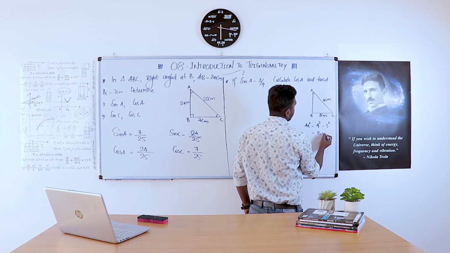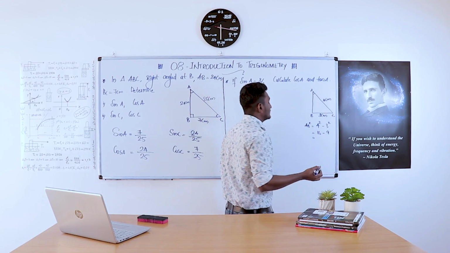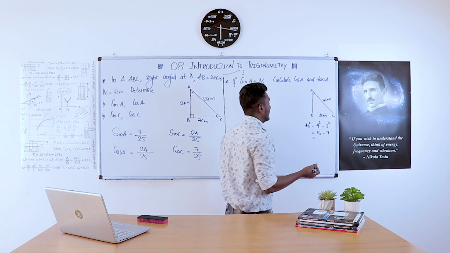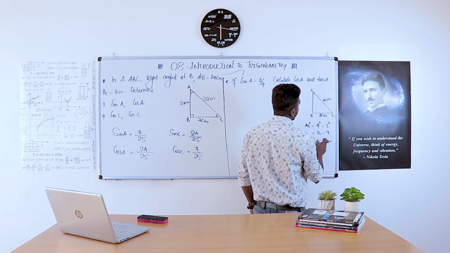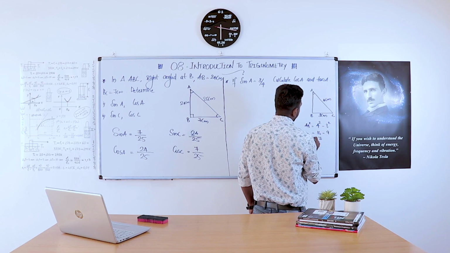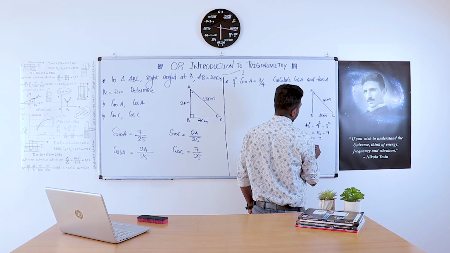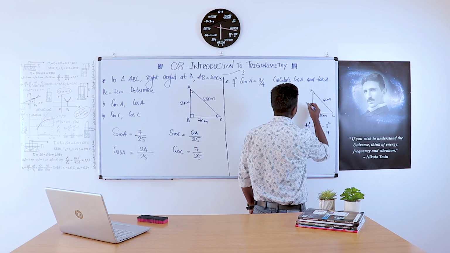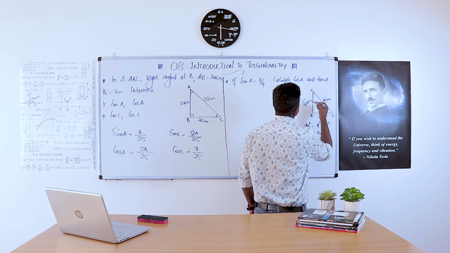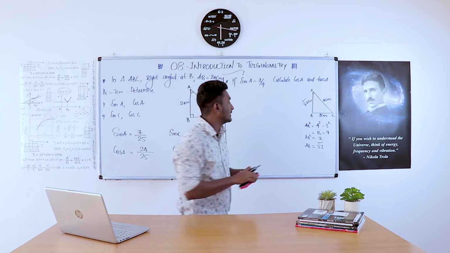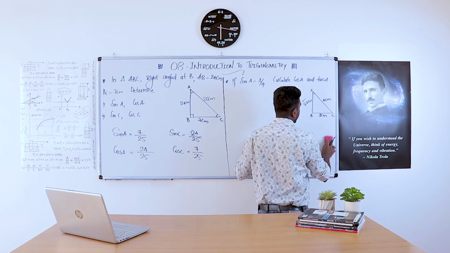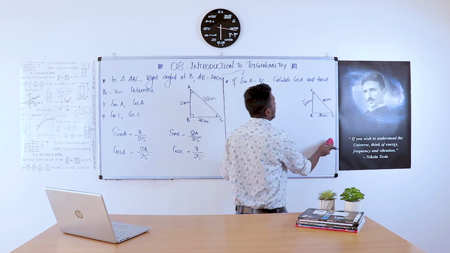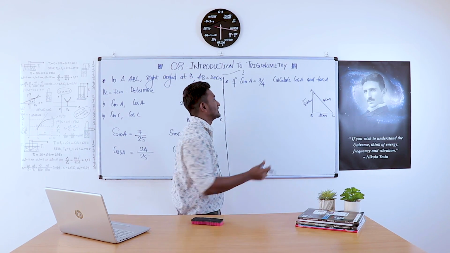What is 4 square? 16. Minus what is 3 square? 9. So 16 minus 9 is 7. So AB square is equal to 7. Then AB is equal to root 7. So this is root 7 centimeter. Check whether it is right or not. How we can check? We can check by applying Pythagoras theorem again. Hypotenuse square is equal to base square plus altitude square. Check.